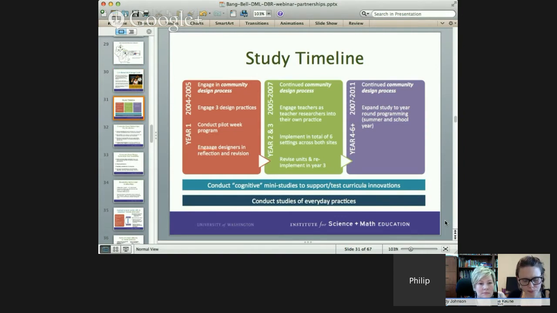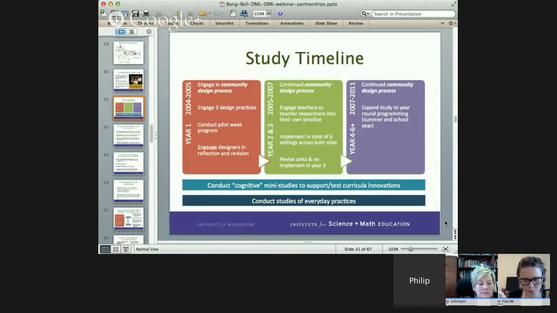Just to give you an overview of the kind of study that I'm going to tell you about, it's a 7-year study. It started out as 3 and continued to extend. It's really when we first started trying to articulate what this community-based design process is and what it looks like. In year 1, we really started figuring out what it looks like to engage in community-based design, and I'll explain that a little bit more in a bit.